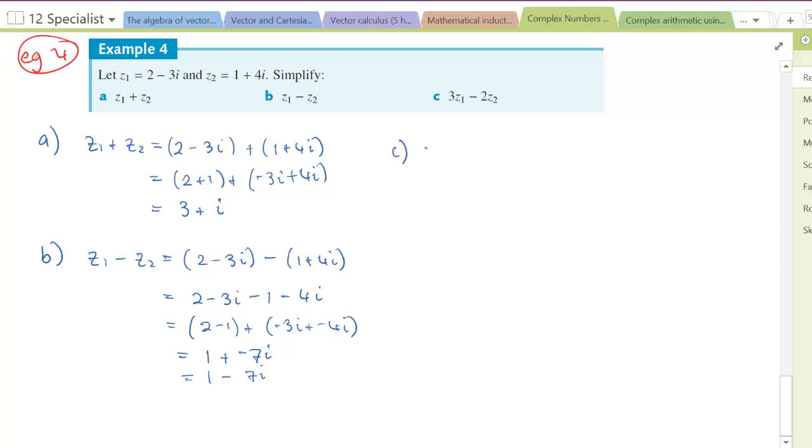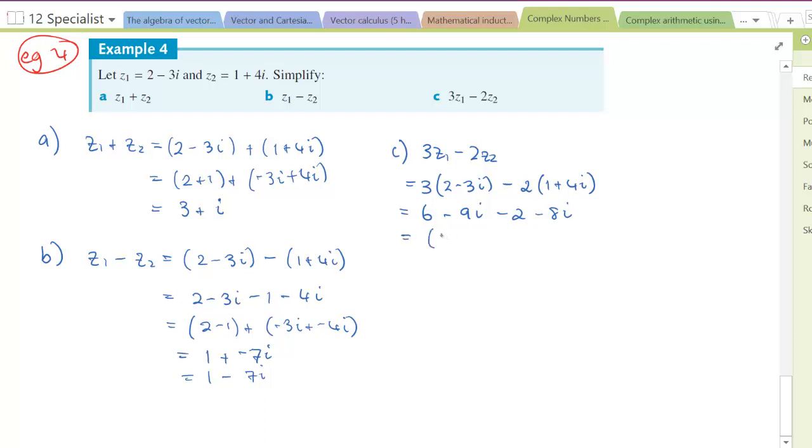Now when we look at C, we have 3 lots of Z1, subtract 2 lots of Z2. And so that means we've got 3 lots of 2 take 3i, subtract 2 lots of 1 plus 4i. So we have to expand now using these scalar multiples. So we have 6 and subtract 9i, and subtract 2 and subtract 8i.